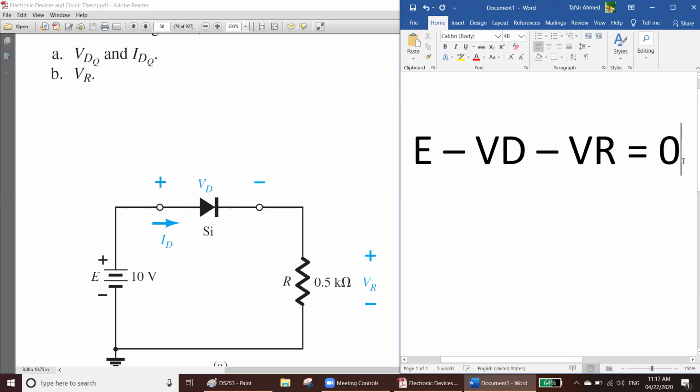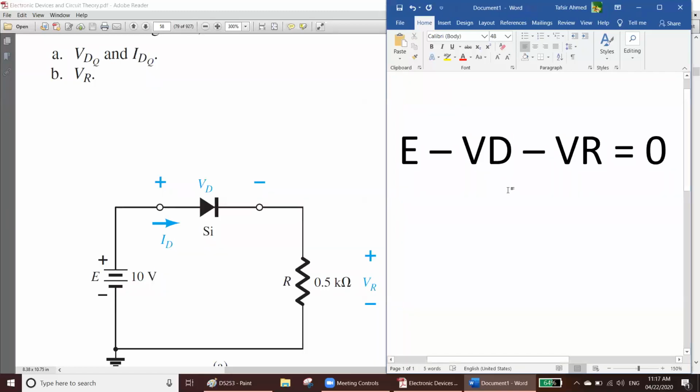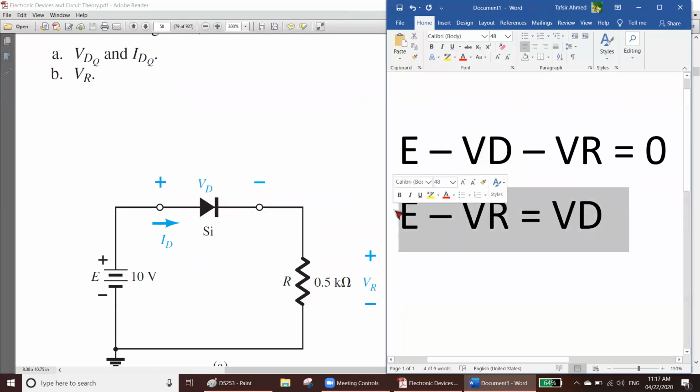Now here, remember this thing. We need to find the equation of VD. So let's take the VD on this side, that means on the 0 side. So E minus VR is equal to VD. If you take the VD that side, that is your equation. Remember, that is your equation, right?